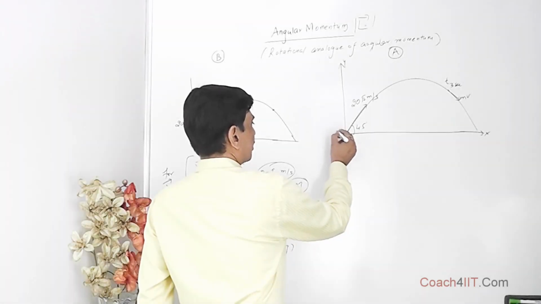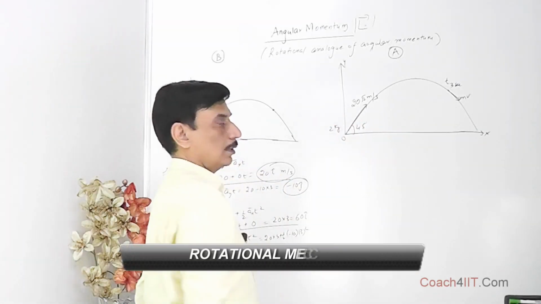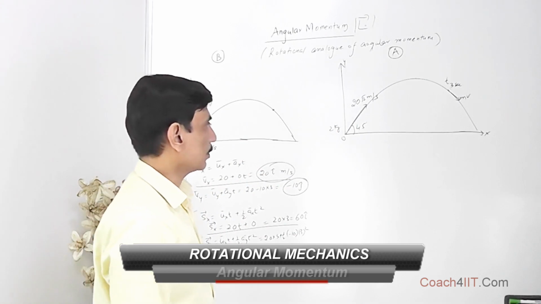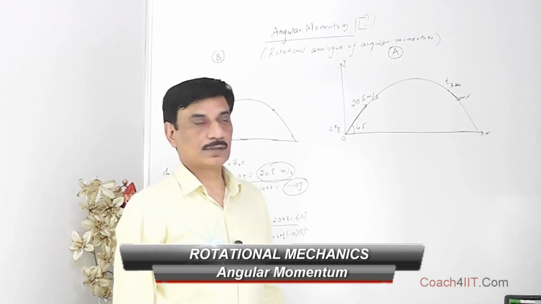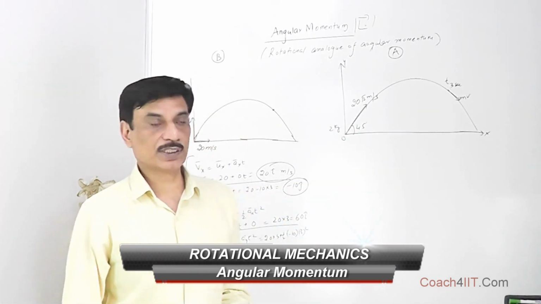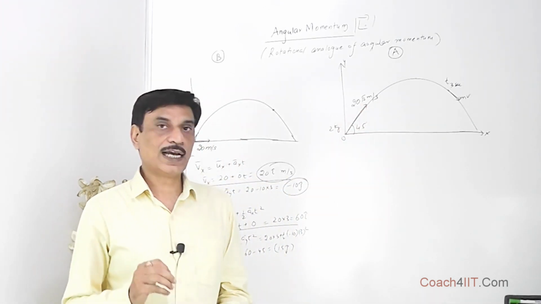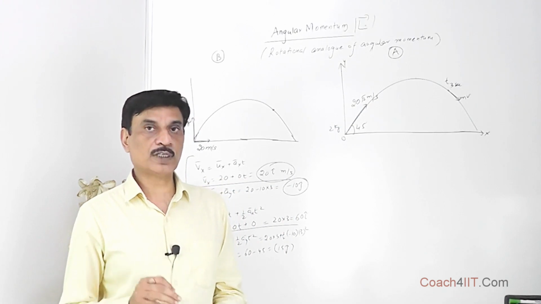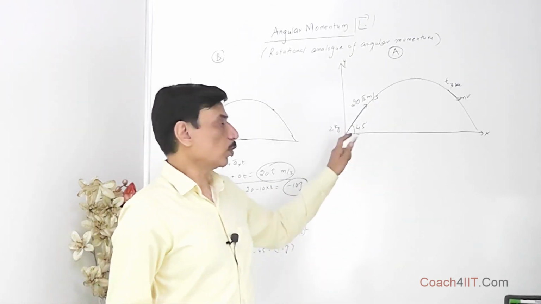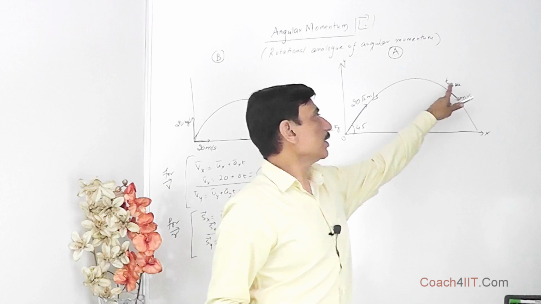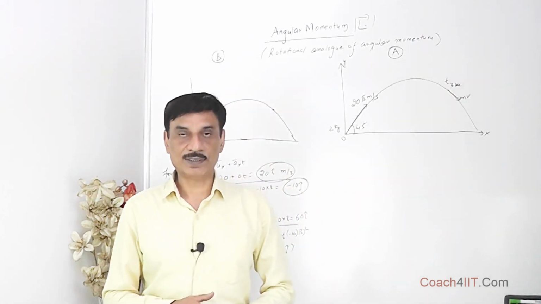A body of mass 2 kg has been projected up at an angle of 45 degrees, either with the x-axis or y-axis, one and the same thing, with a velocity of 20 root 2 meter per second. We have to find the angular momentum of this body about O at t equal to 3 seconds.